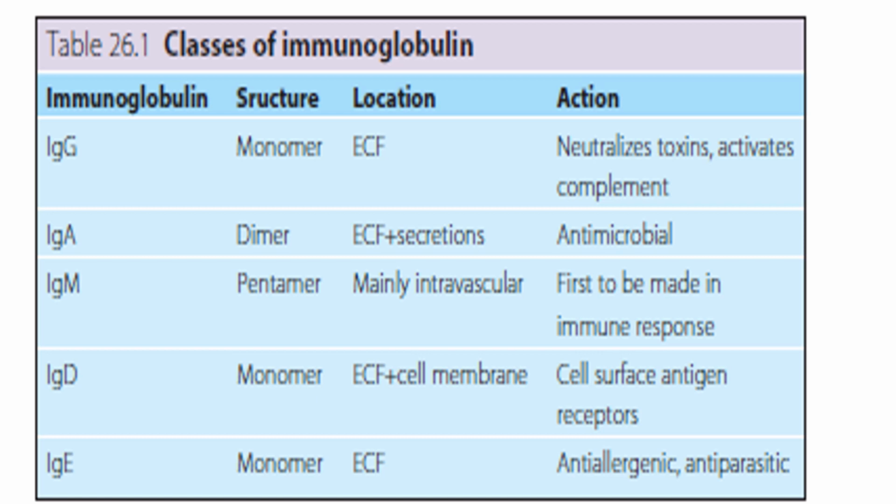IgD is a monomeric unit. It is present in the extracellular fluid as well as on the cell membrane, but its function has not so far been identified. IgE is again a monomeric antibody, present in the extracellular fluid, and it is produced in response to either parasitic infections or allergic phenomena.